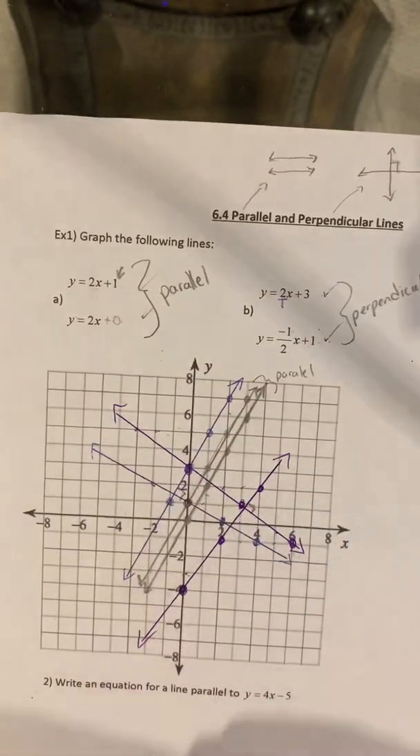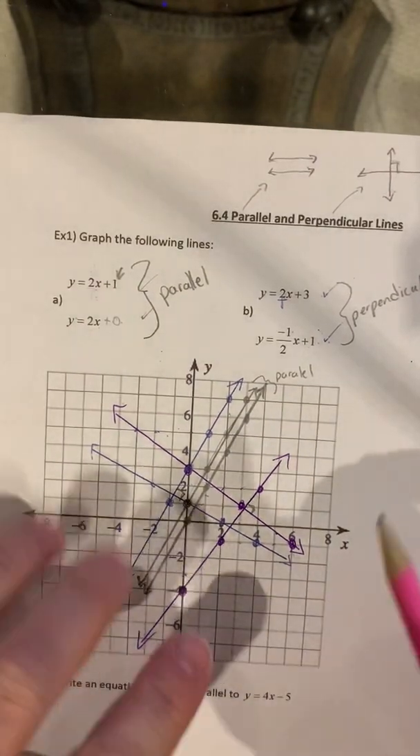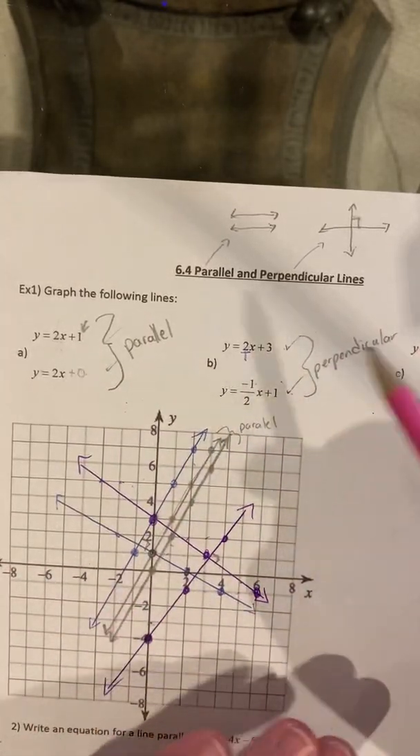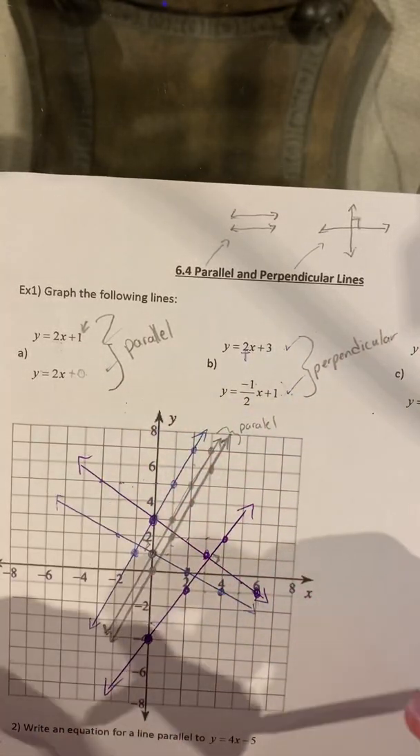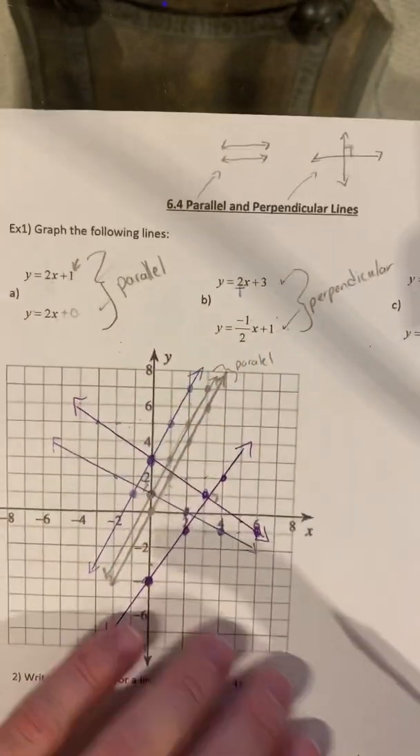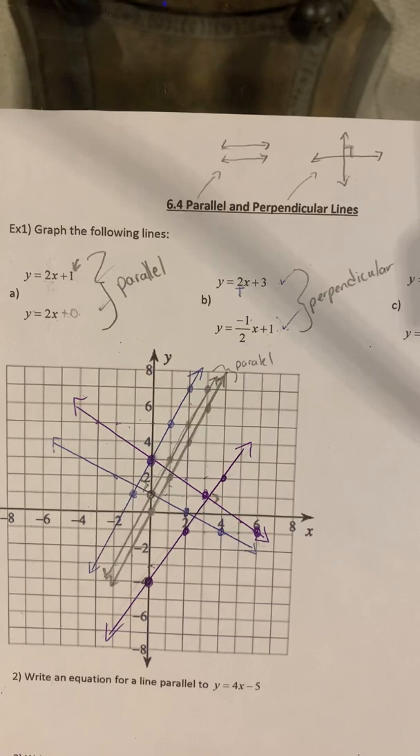Okay, so just by graphing we could kind of look, but we could actually tell if they're parallel or perpendicular before we even graph. We could actually just look at the equation and determine whether they're going to be parallel or perpendicular. And the way we look at it is we look at the slope.